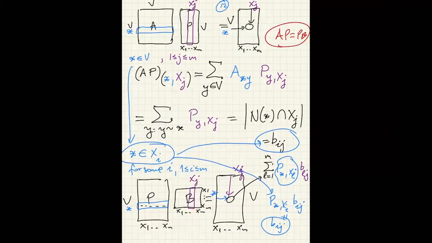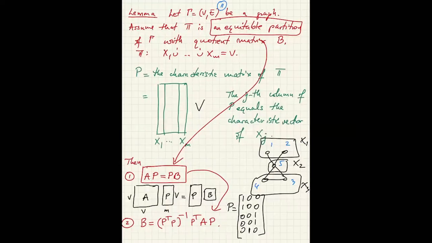To do that, we just did matrix multiplication, and each of the matrices AP and PB are tall matrices. So their rows are labeled by the vertices in V, and their columns are labeled by the subsets of the partition x1, x2, xm. And we showed that the entries of these matrices are the same. So this is the key equation: AP equals PB. Now today we'll pick it up here, and so we have the second part about B equals this seemingly complicated formula. So let's see how we get there.